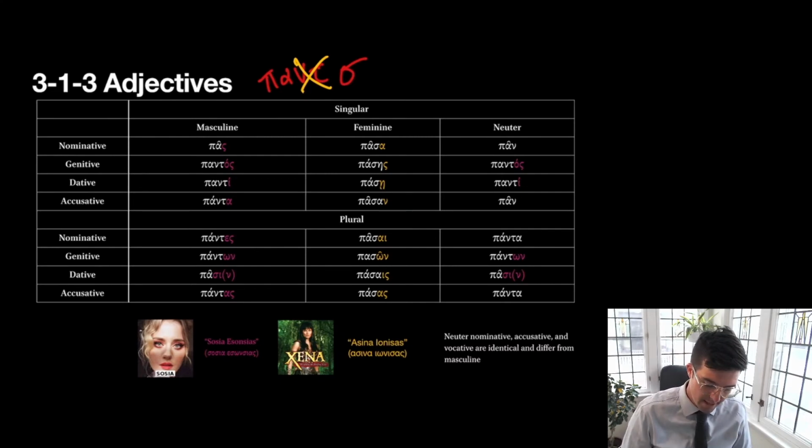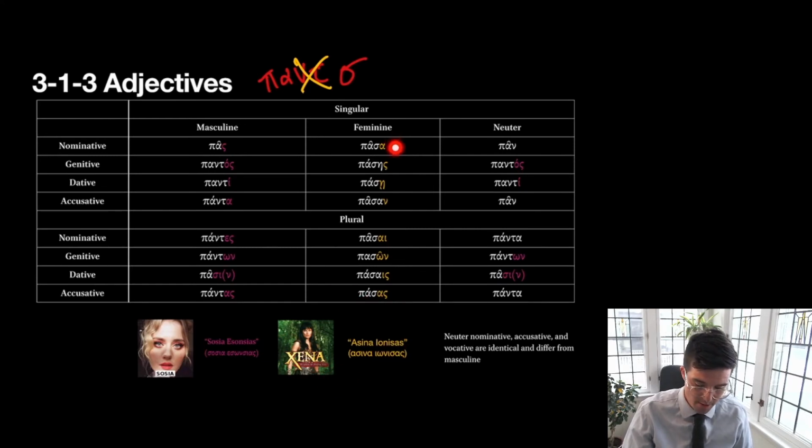So what we have then is the third declension here in the masculine, and then also over here in the neuter, remembering this rule that the neuter nominative and accusative are identical to one another. That's the case here with pan and panta, and they differ from what we have in the masculine. So the neuter is also third declension, so we have 3 and 3, and then in the feminine we have first declension endings following our mnemonic.